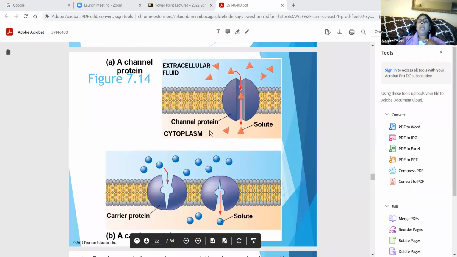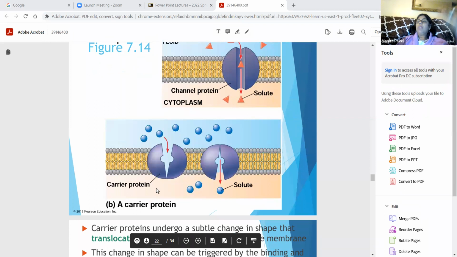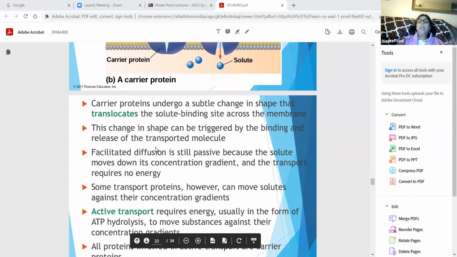So we can see clearly here how solutes can move across this channel with the help of the channel proteins to the other side of the cell, from the extracellular fluid to the cytoplasm. And carrier proteins are going to carry the molecules across it. Carrier proteins also will undergo subtle changes in shape that can translocate, that can help the solute to bind to the site across the cell membrane.